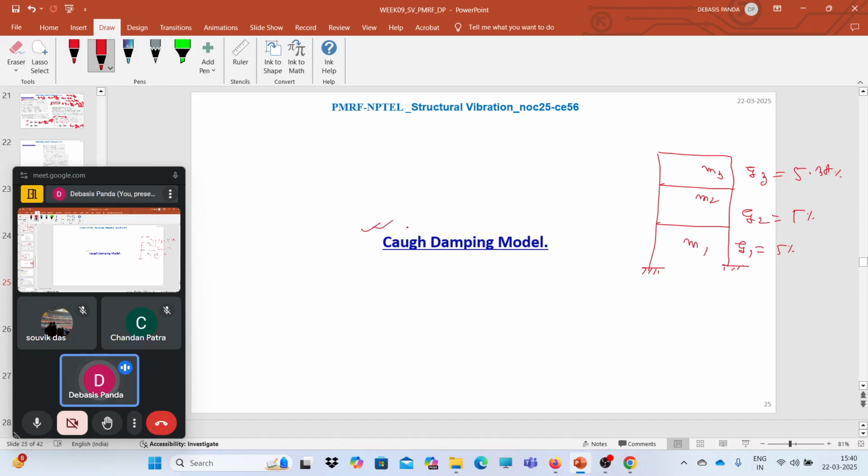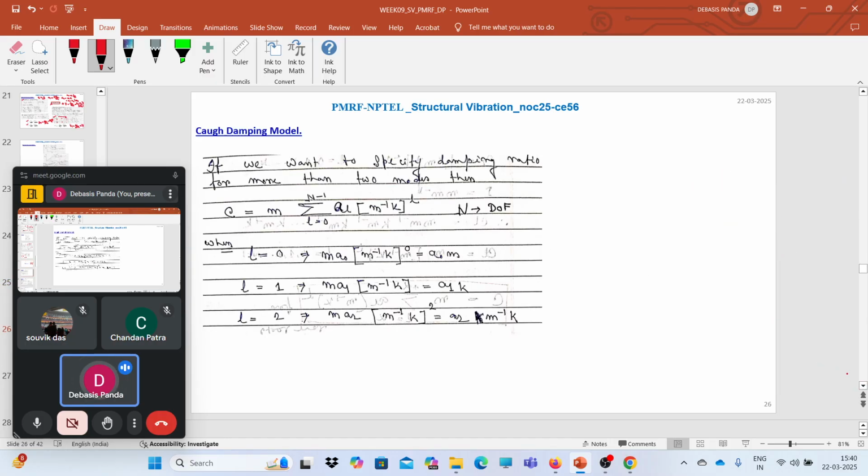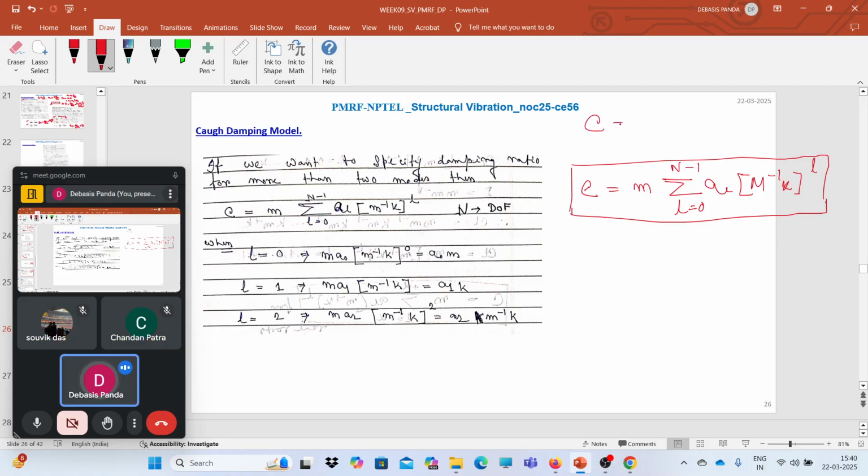So we have another damping model called Caughey damping. It's a similar kind of thing, but it has more terms. The damping model he has proposed is C equals nothing but M, summation over L equals 0 to n minus 1, a_L times (M inverse K) to the power L. This is the Caughey damping model. What was the Rayleigh damping model? Recall, C equals a naught M plus a1 K.